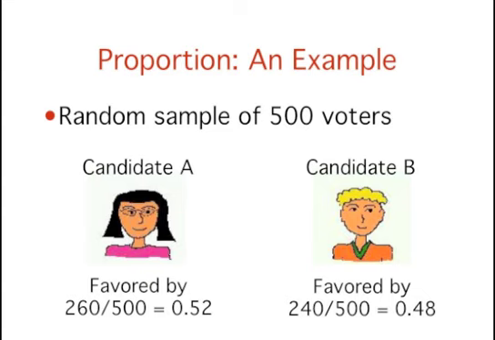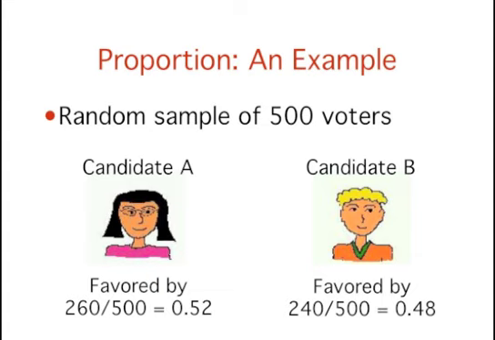In this section, we're going to examine confidence intervals for proportions. To take an example, let's say candidate A in a two-person election wants to know if she is ahead in the polls. She randomly selects 500 registered voters and asks them who they plan to vote for. When the results are in, she sees that 260 out of the 500 favor her.